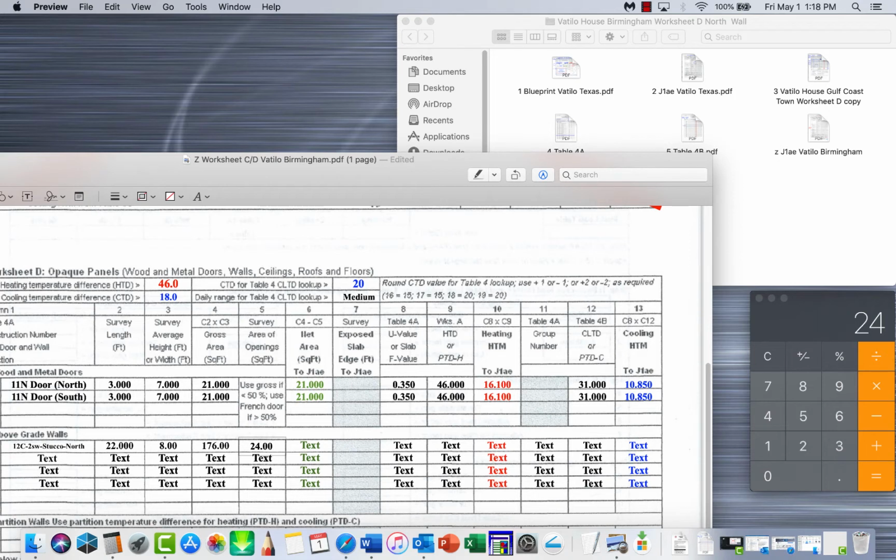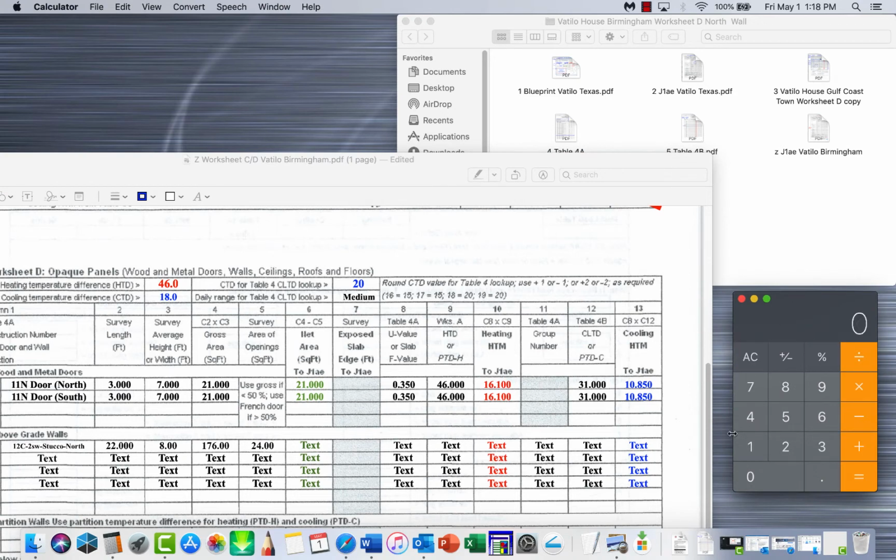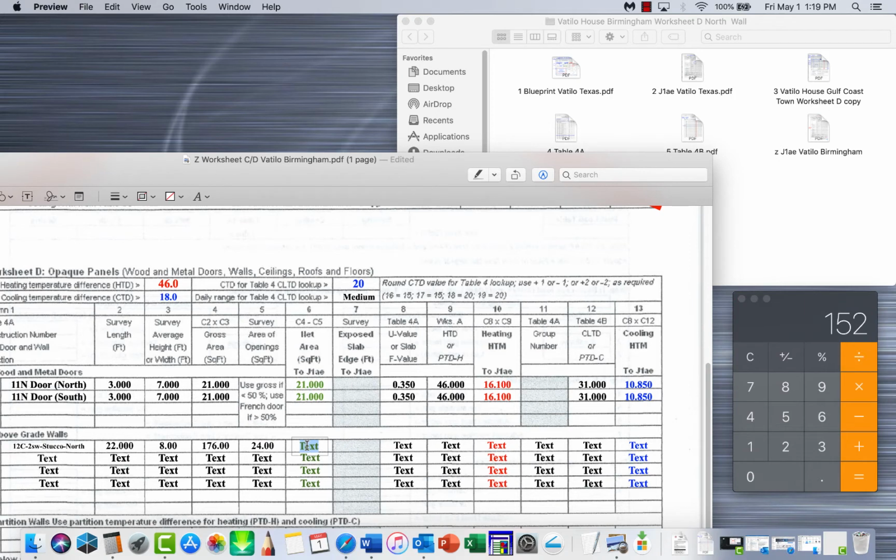All right, and now the net area. So now we get to actually subtract this. So we're going to take this column here, 176, and we're going to minus 24 square feet out of it, because we're just trying to calculate what the wall is by itself. So minus 24, and there you go, 152. And as you can see, I've highlighted this in a green, so you know this is something that has to go back to the J1AE, and any square footage in my calculations, I have them in a green color.